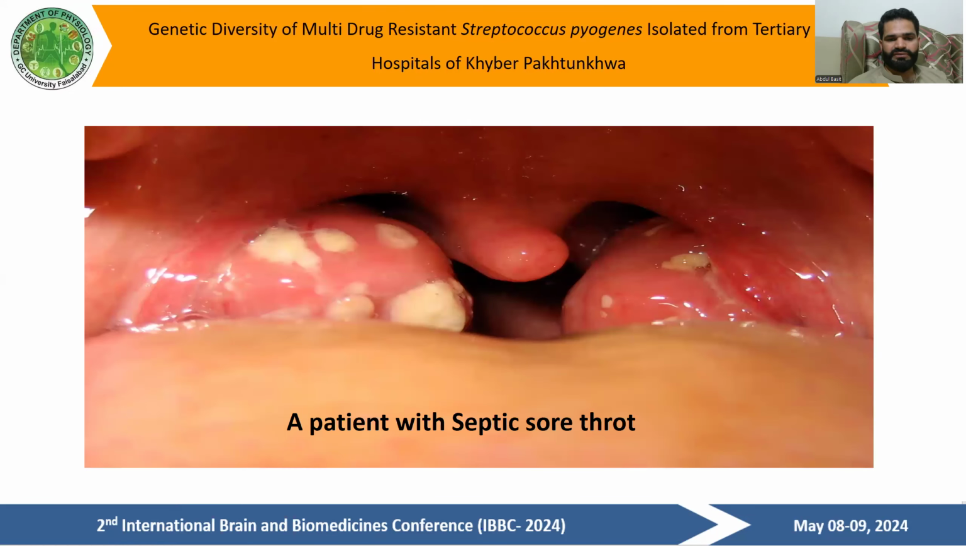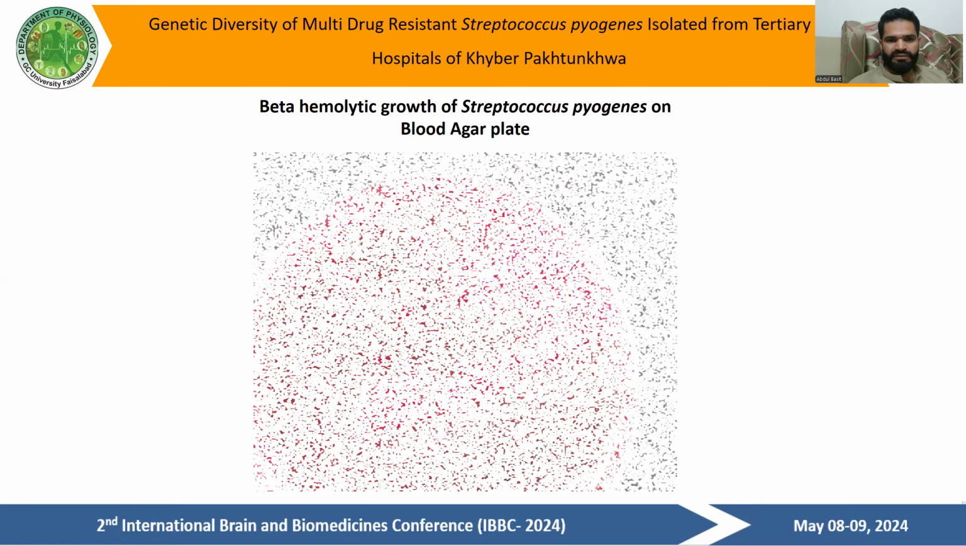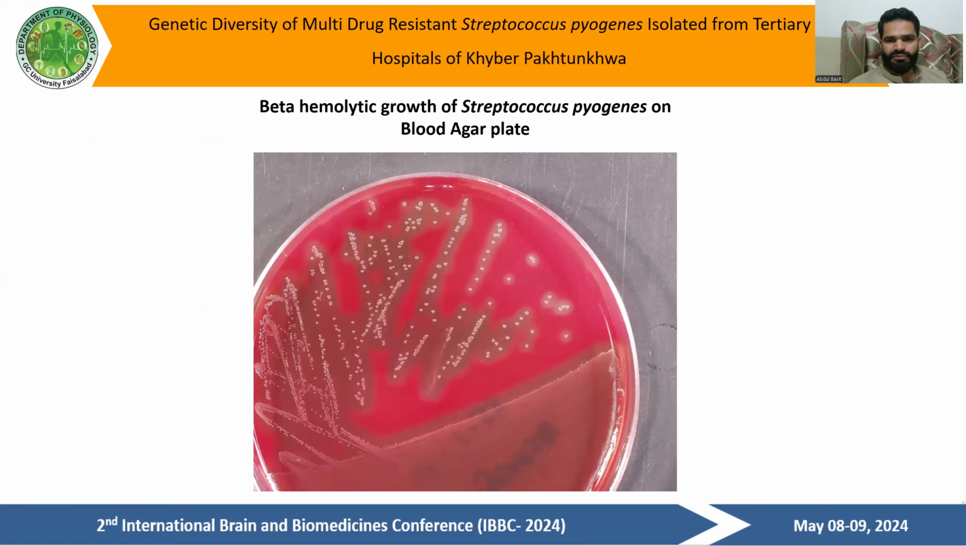This is a patient with septic sore throat. We can see the tonsillitis infection. This is a beta hemolytic growth of streptococci on a blood agar plate. You can see the hemolytic zone around the colonies grown on the blood agar.